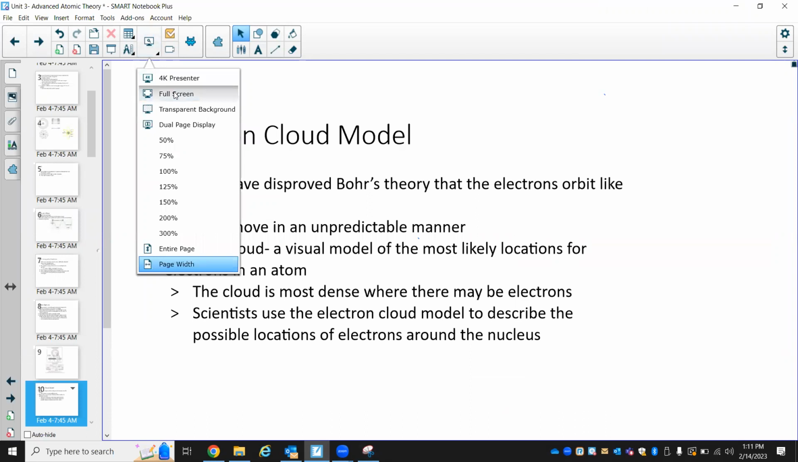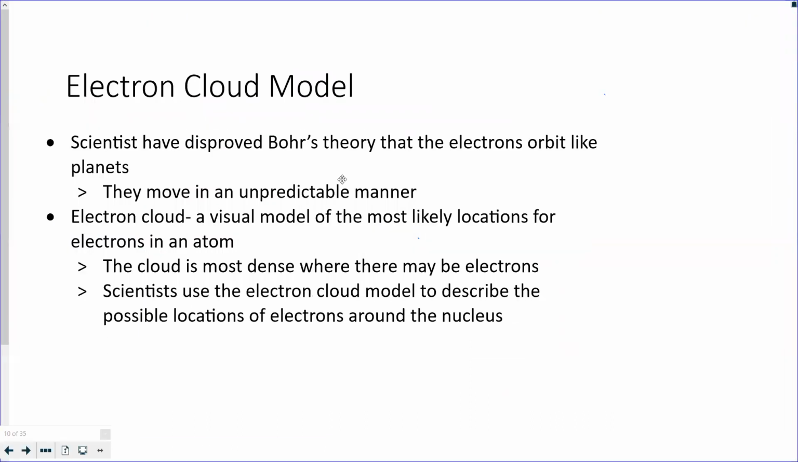So that was from Bohr's model of the atom. That led us to a more modern model of the atom, which is the electron cloud model. So scientists kind of disproved Bohr's theory looking at the different energies because it didn't work for anything other than hydrogen. So they didn't really believe that the electrons orbited the nucleus like planets. So they thought that electrons were more unpredictable, and we couldn't necessarily tell where electrons were at any point in time. So this led us to our electron cloud model.